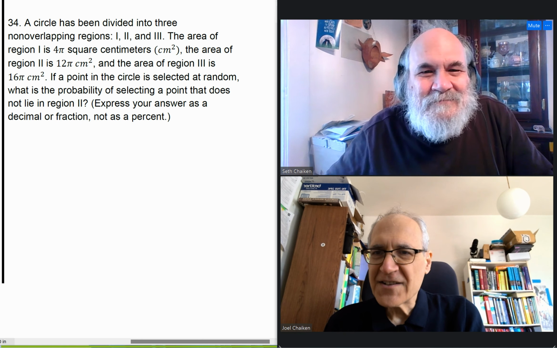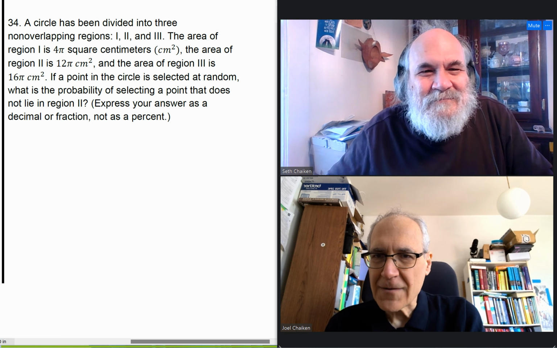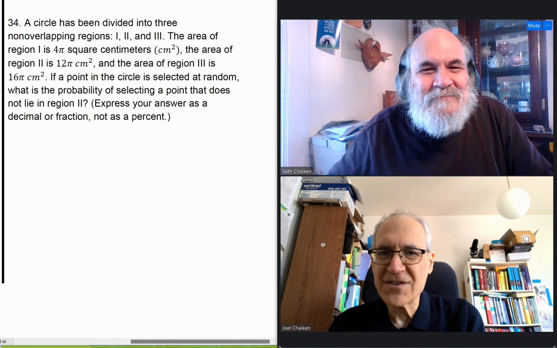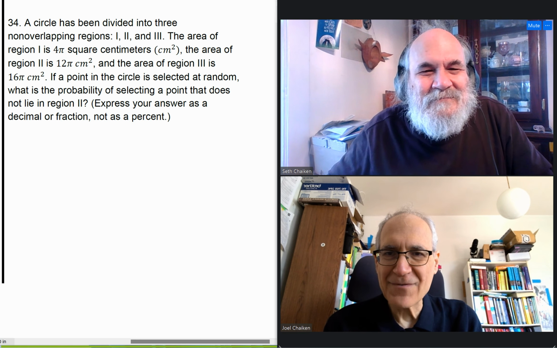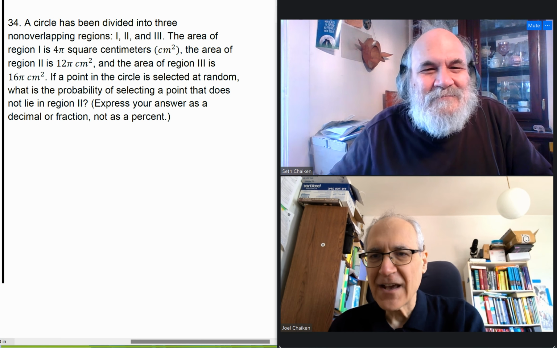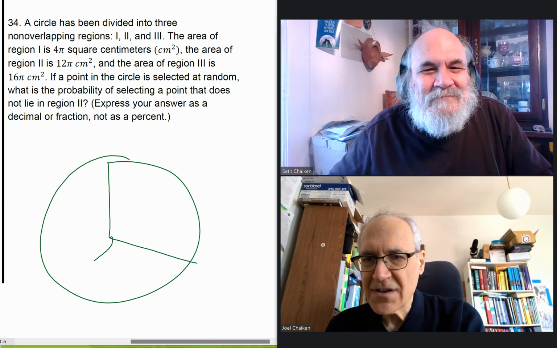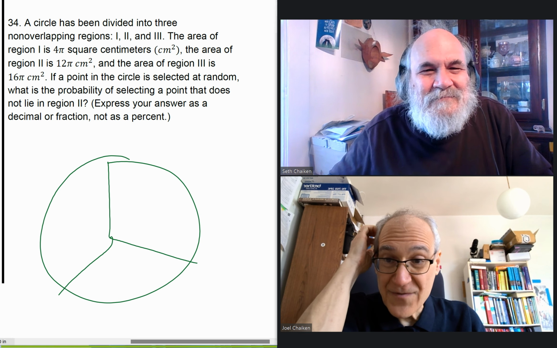A circle has been divided into 3 non-overlapping regions, 1, 2, and 3. The area of region 1 is 4 pi square centimeters. The area of region 2 is 12 pi square centimeters, and the area of region 3 is 16 pi square centimeters. If a point on the circle is selected at random, what is the probability of selecting a point that does not lie in region 2? Express your answer as a decimal or fraction.